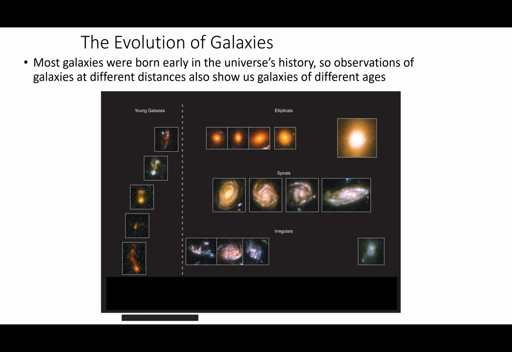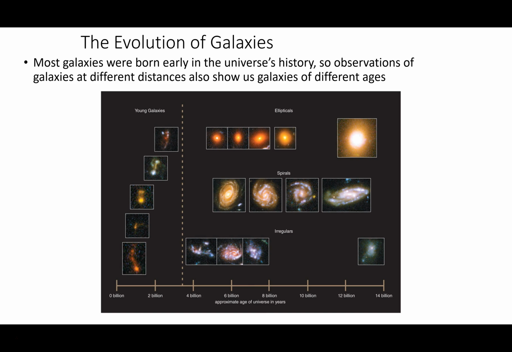So what this figure does is it has, down here, not distance, but time after the Big Bang. So here we have about 2 billion years after the Big Bang, 4 billion years, 6 billion years, 8 billion years, 10 billion years, 12 billion years, 14 billion years. Actually, we date the Big Bang as occurring maybe, I think the latest was 13.6 or so billion years ago. So that's what we see.